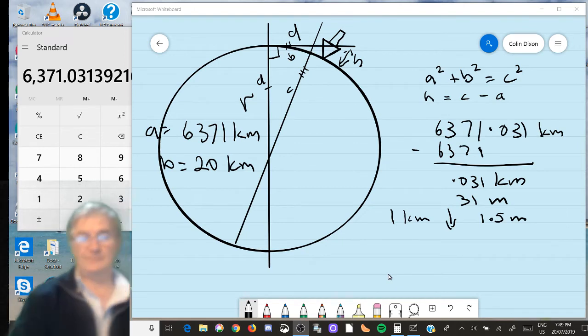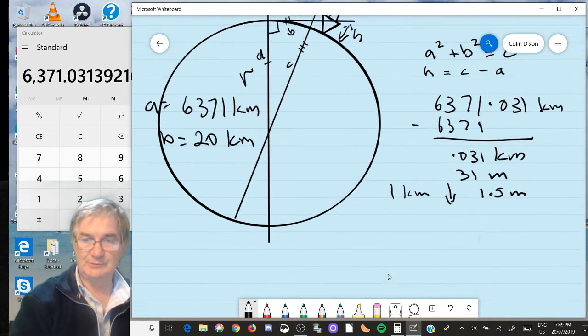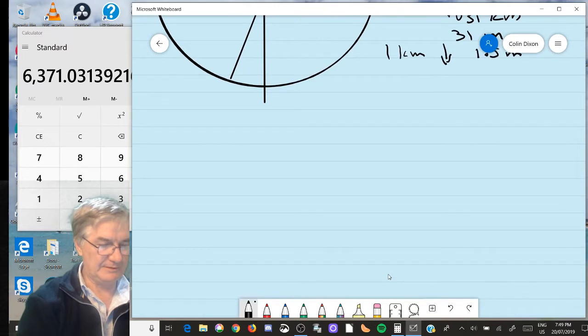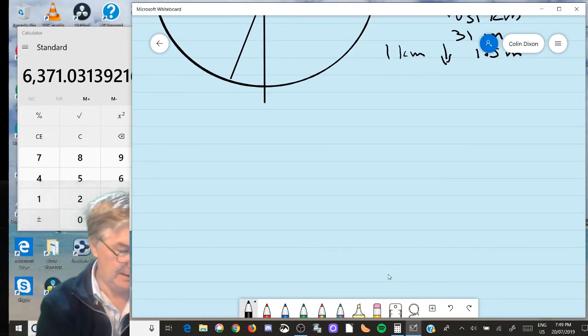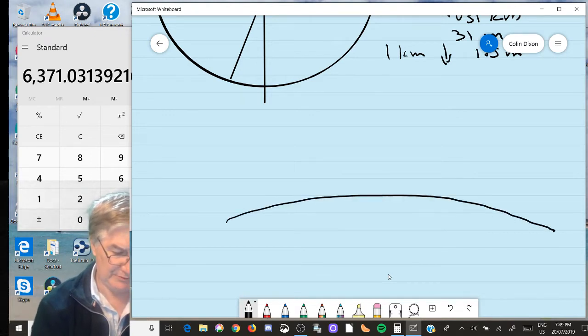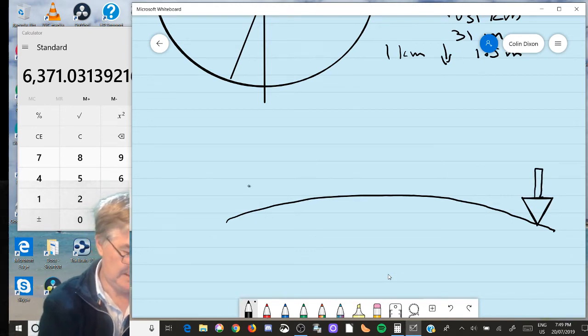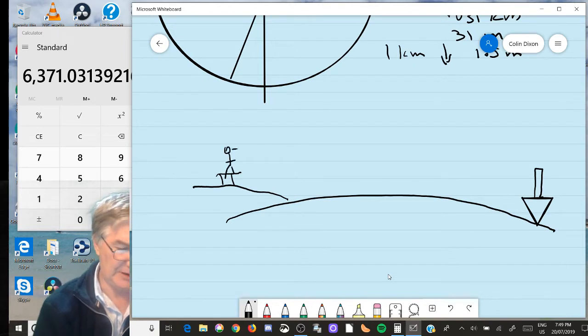Okay, now for the next part, we need to work out where I was standing on the beach. So back on the beach here, we've got the Earth, which is slightly curved, and we've got the ship out in the ocean. And I'm standing up here on the beach, on a table, and I'm standing up here taking a photo.